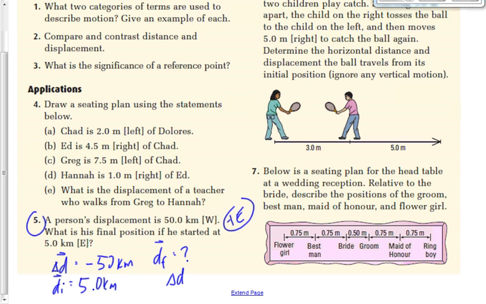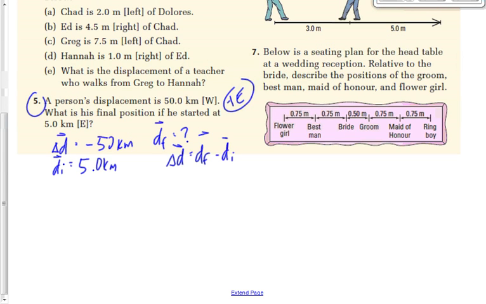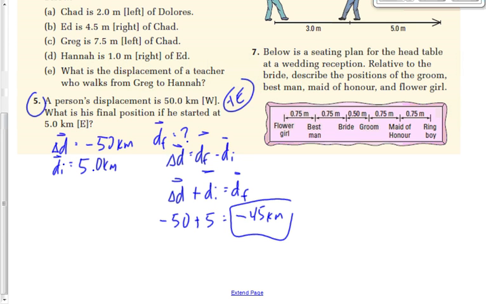Let's say delta D is equal to DF minus DI, and let's solve for DF. How do you take the DI to the other side? DF minus DI goes to the other side by adding, right. So delta D plus DI equals DF. Delta D is negative 50 plus 5 gives me negative 45 kilometers, or 45 to the west. Good.